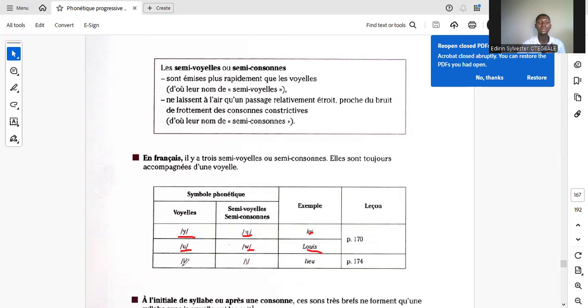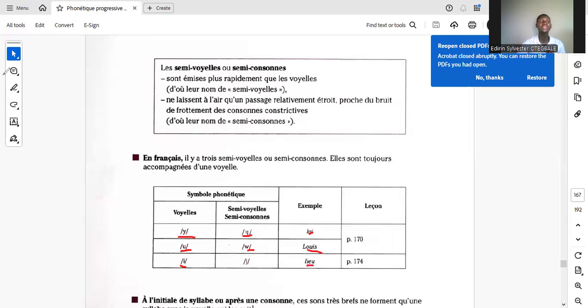The next one is from E. This is E in the oral vowels. Now, when you have that E and you have another vowel after it, it gives you what we call yi. Example, you have Léo.